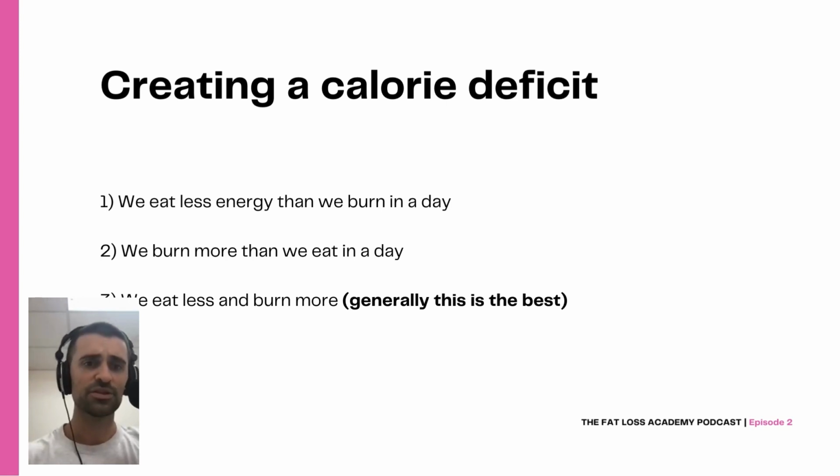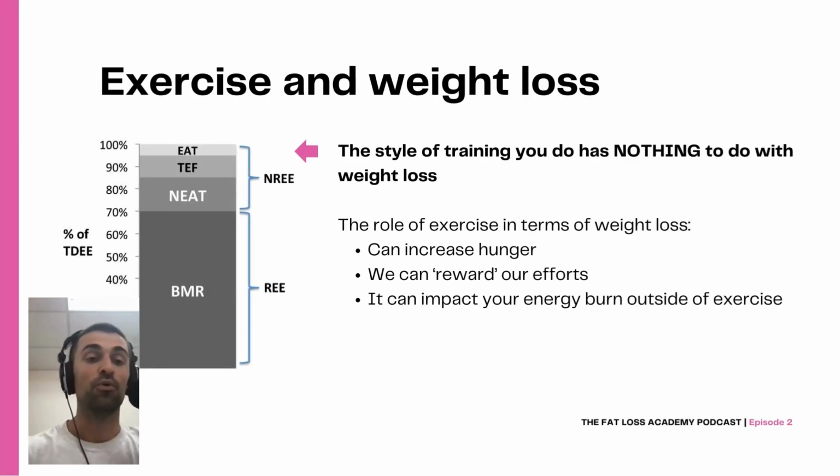Okay, so creating a calorie deficit. Now, in the last episode, we obviously covered this as being necessary for weight loss. Now, this can primarily be done in 3 ways. We either 1, eat less energy than what we're burning in a day, or 2, we burn more than what we're eating in a day, or number 3, we typically eat less and burn more, which is generally the best approach. Okay? But with that said, it is generally easier to control what you consume in a day versus trying to control what you burn in a day.